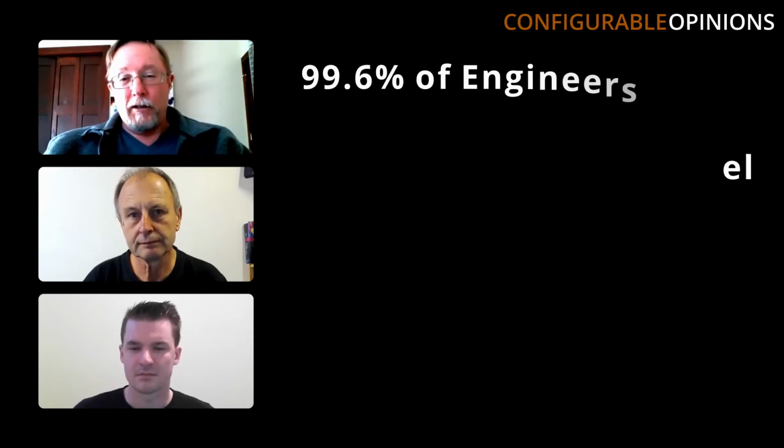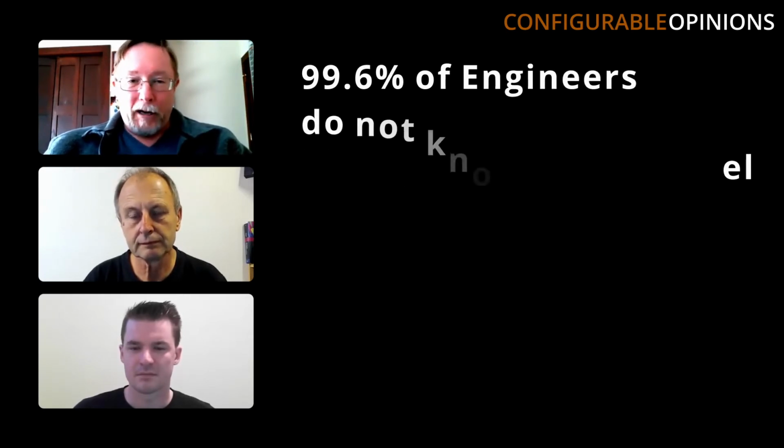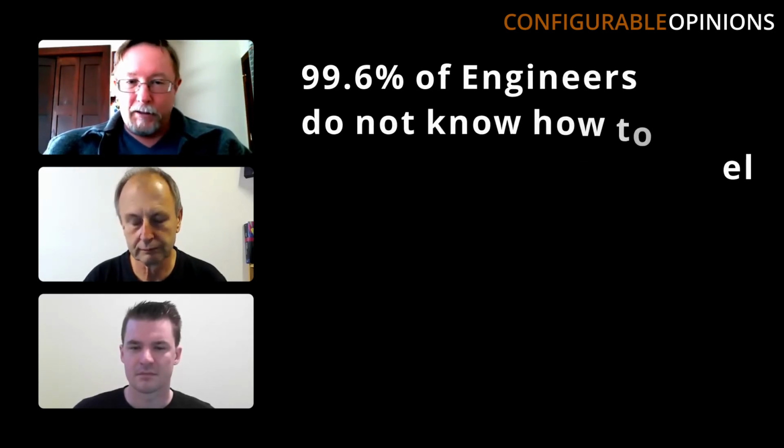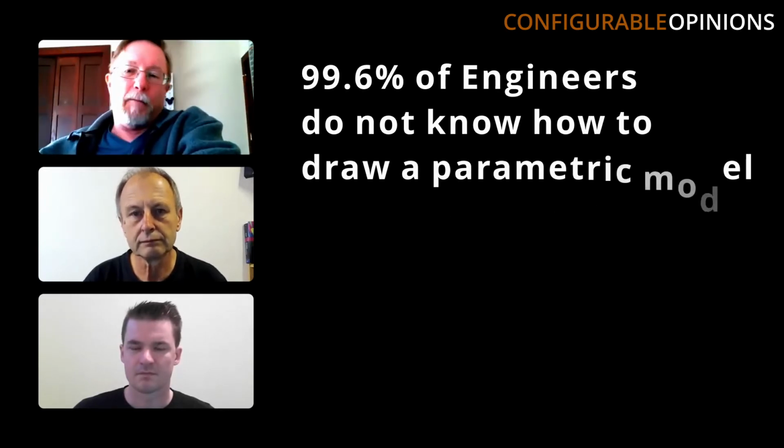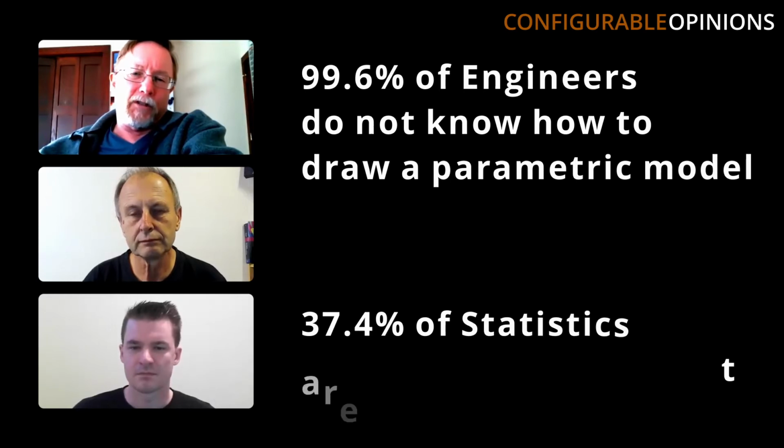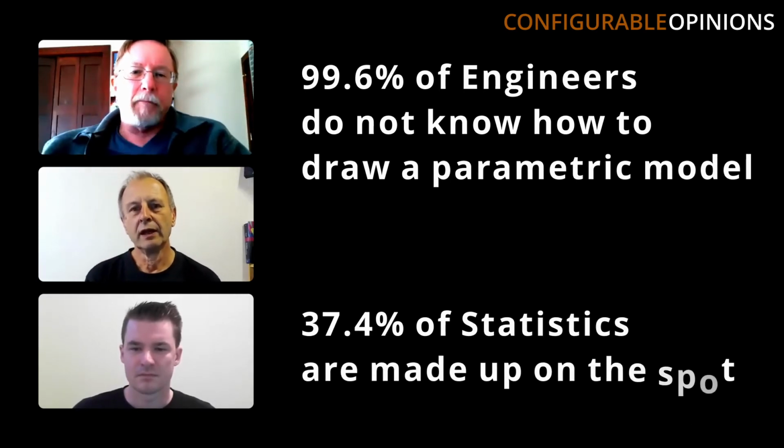Oh, every single CAD program can do parametrics. It can configure that model any way you want it to. The problem is twofold. One, 99.6% of engineers don't know how to draw a parametric model because they've grown up drawing unique instances for everything. That's all they've ever known. And remember, 34.7% of all statistics are made up on the spot.